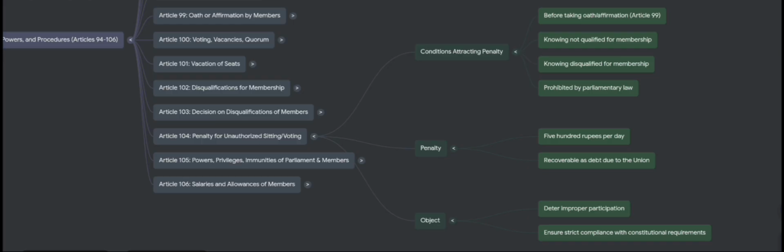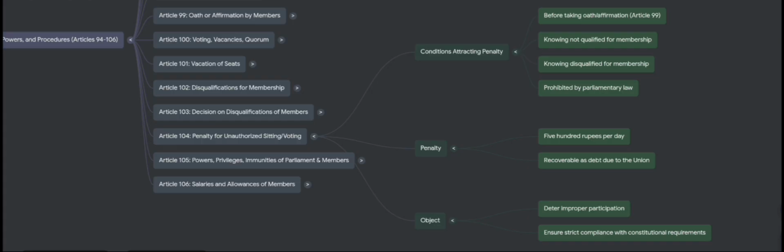Or 3, when they know they are prohibited from doing so by any law made by Parliament. It's a strict liability provision for knowingly participating when not entitled to. What's the financial hit for such an infraction? Is it just a token fine, or does it have teeth? Well, the amount specified is 500 rupees for each day the person improperly sits or votes. And this amount is recoverable as a debt due to the union government.